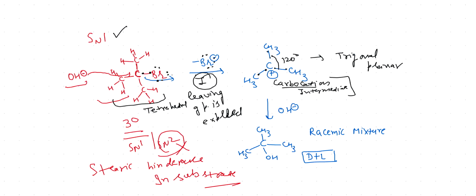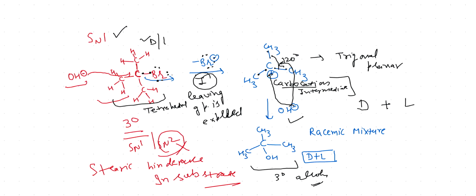Now what will happen? The OH negative nucleophile will attack on this carbocation. It can attack from the back side as well as from the front side. Clear? So there is formation of the product, that is, tertiary alcohol. As the nucleophile is attacking from both back side as well as front side, it can form the D form as well as the L form.